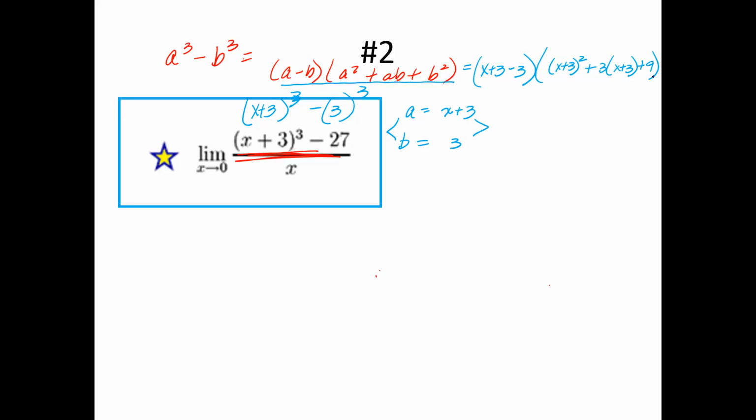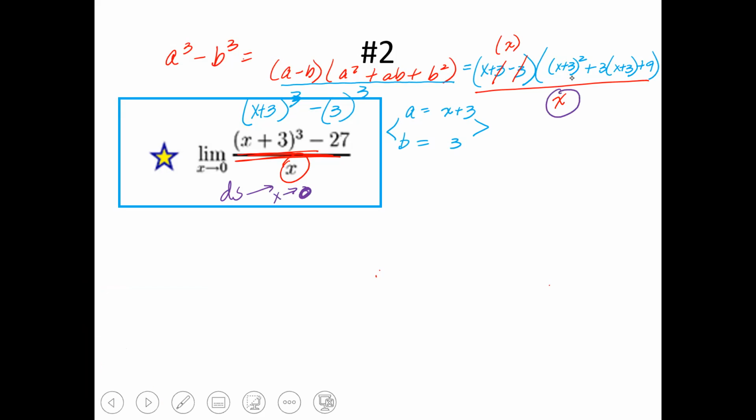This is your numerator written out using the cube factorization. One thing that we have here is we can cancel the positive 3 and the negative 3. So x is now by itself. And remember, this entire thing is over x. Now this x is what was screwing us over to begin with, because as x approaches 0, that denominator becomes a 0. But now I can actually cancel that denominator. So that cancels, and I'm left with x plus 3 squared plus 3 times x plus 3 plus 9.